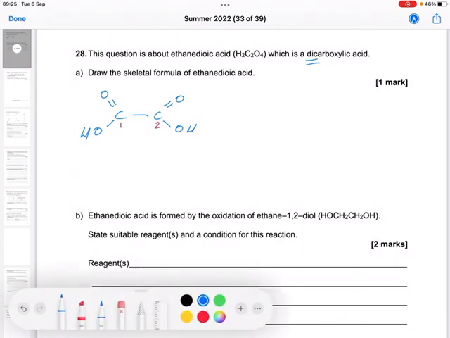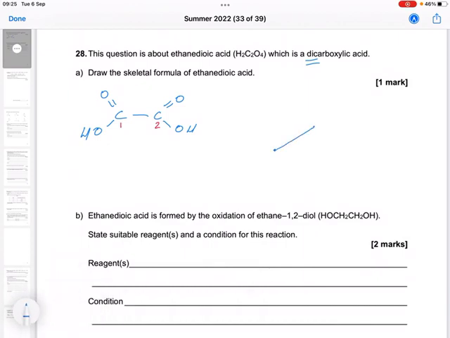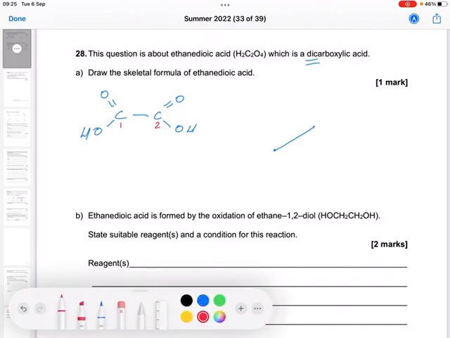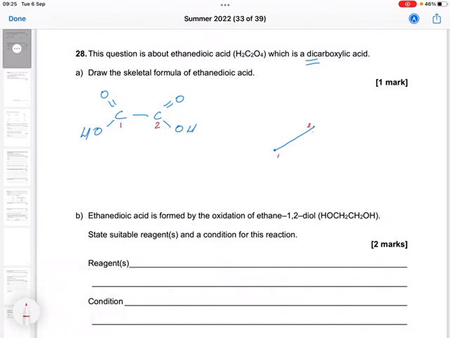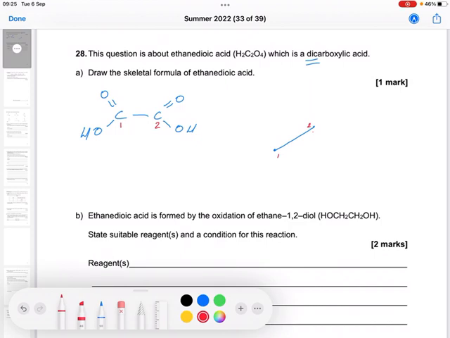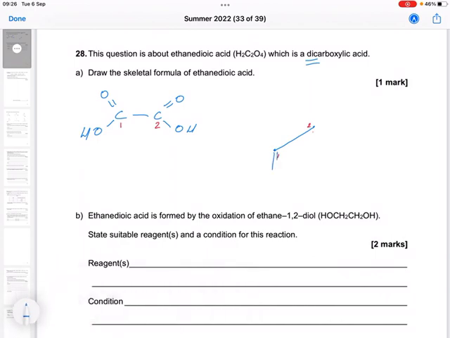So with my skeletal formula, if I start, that's 1 and that is 2 there. Let me put those numbers on. So this is number 1, this is number 2 over here. On carbon number 1, I have a carbonyl group and an OH. And on carbon number 2, I have a carbonyl group and an OH as well. And again, whenever you do anything like this, if there's any working out, make sure that you cross out the answer that you do not want marking.